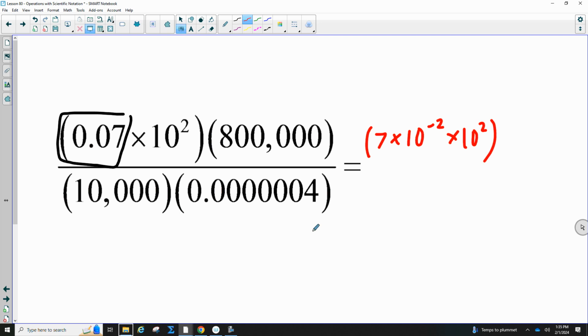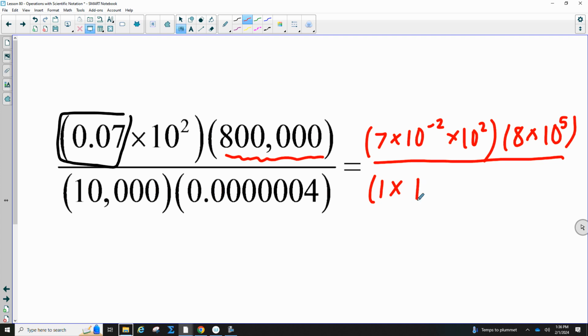All right, now let's do this 800,000. So 800,000 is 8 times 10 to the what? To the 5th. Good job, because there's 5 zeros. All right, all over. Now I've got 10,000 right here. So this is going to be 1 times 10 to the what? Good. There are 4 zeros there. All right. And then we're going to change this one. That one's going to be 4 times 10 to the negative what? -7. Because there's 6 zeros here and then that space. So -7.